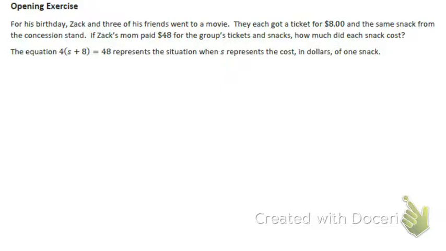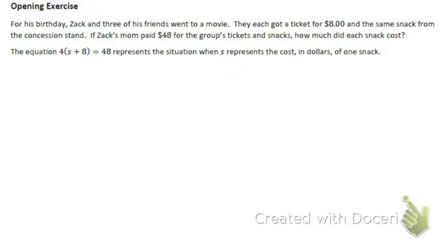Okay, so on Lesson 17, I don't actually have the correct page numbers on mine, so just look. I want everybody to go to the first page of Lesson 17. You should see where it says opening exercise. I'll read it to you, and you can follow along. It says, for his birthday, Zach and three of his friends went to a movie. They each got a ticket for $8 and the same snack from the concession stand. If Zach's mom paid $48 for the group's tickets and snacks, how much did each snack cost?